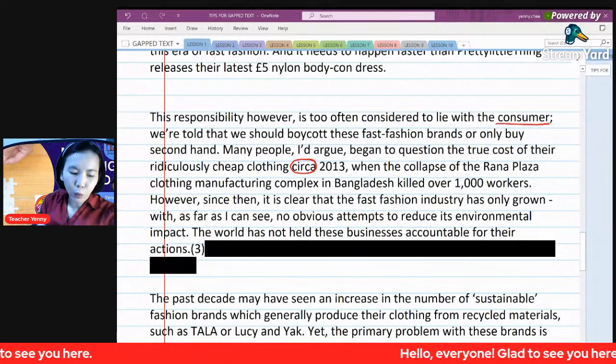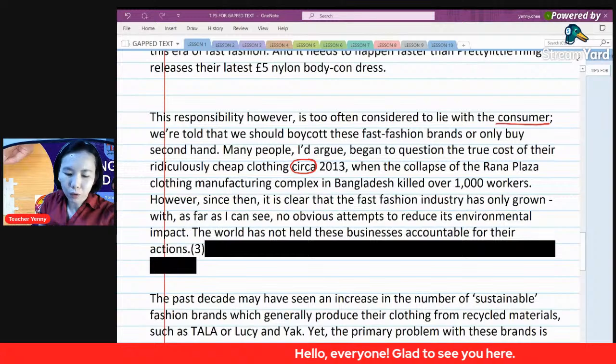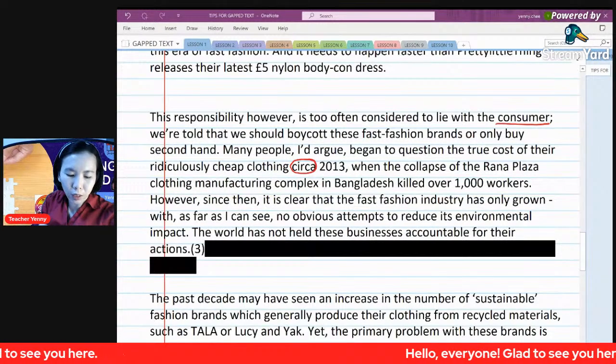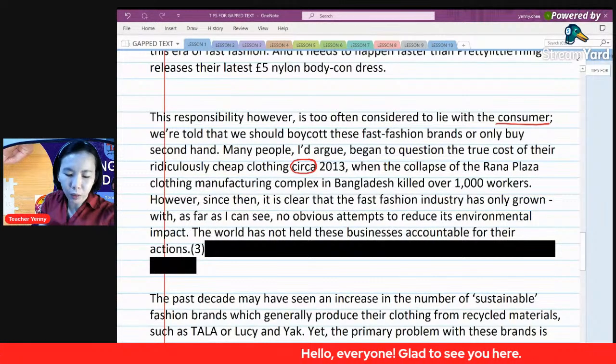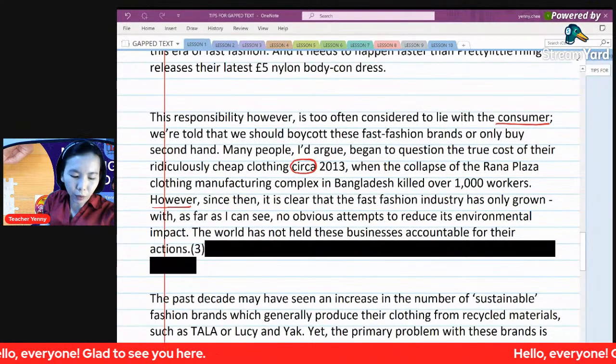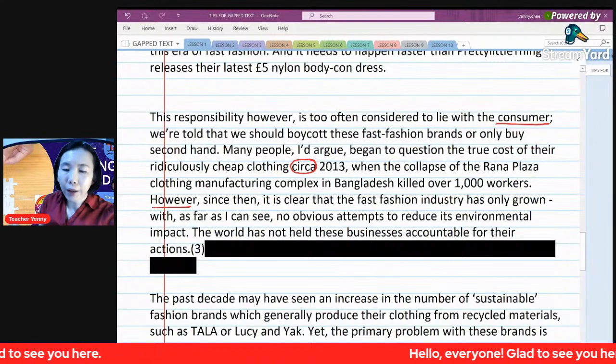We're told that we should boycott these fast fashion brands or only buy secondhand. Many people, I would argue, began to question the true cost of this ridiculously cheap clothing approximately or circa 2013 when the collapse of the Rana Plaza, yada yada. However, okay, this is also important. Any other keywords that you would like to highlight?